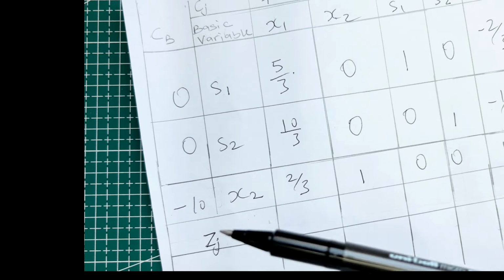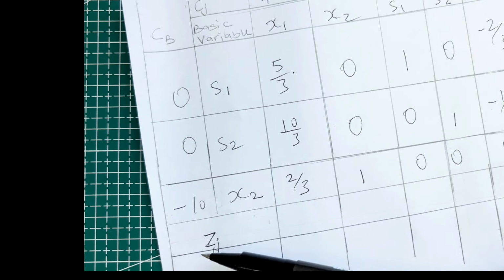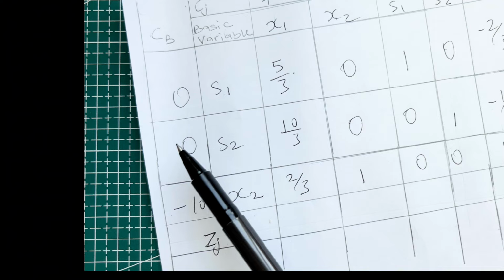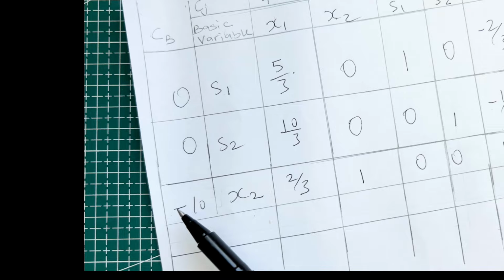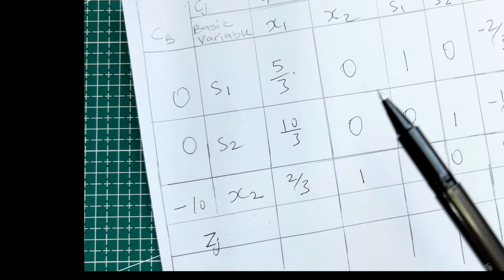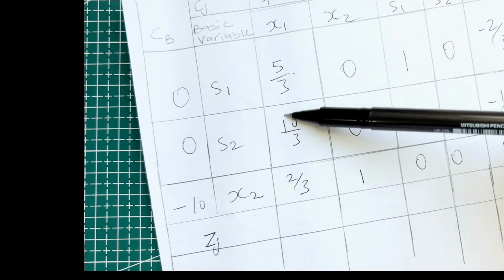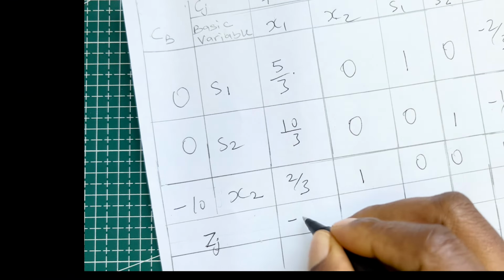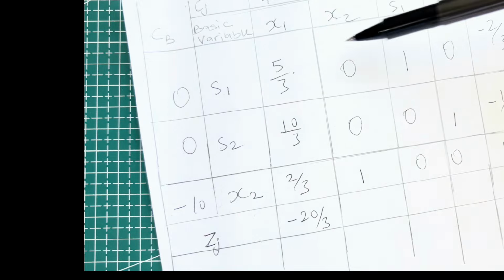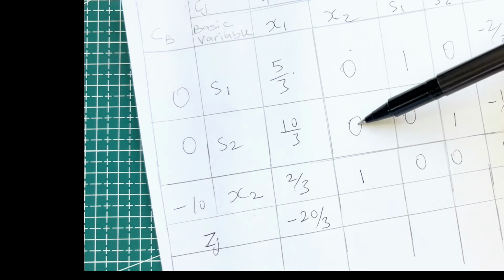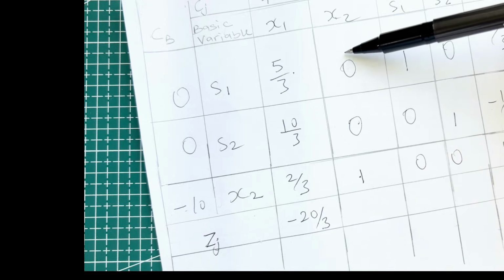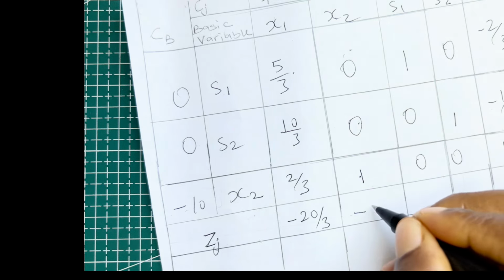The next thing is to find the z. So to find the value for our z, we say 0 times 5 all over 3, 0. 0 times 10 over 3, 0. Minus 10 times 2 all over 3, we have minus 20 all over 3. So when we sum everything up, we have minus 20 all over 3. So for this, we have 0 times 0, 0. 0 times 0, 0 minus 10 times 1, we have minus 10. So when we sum these, we have minus 10.